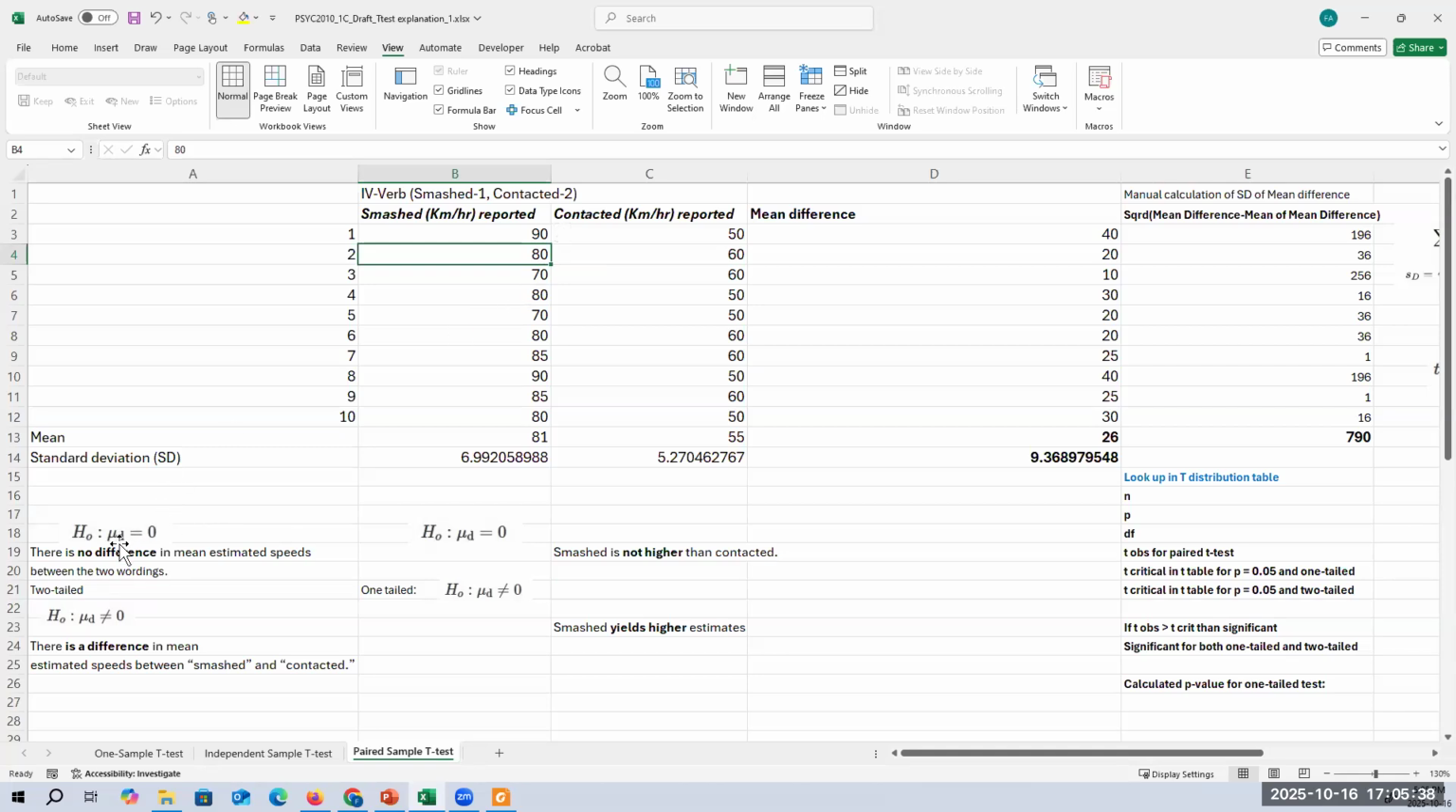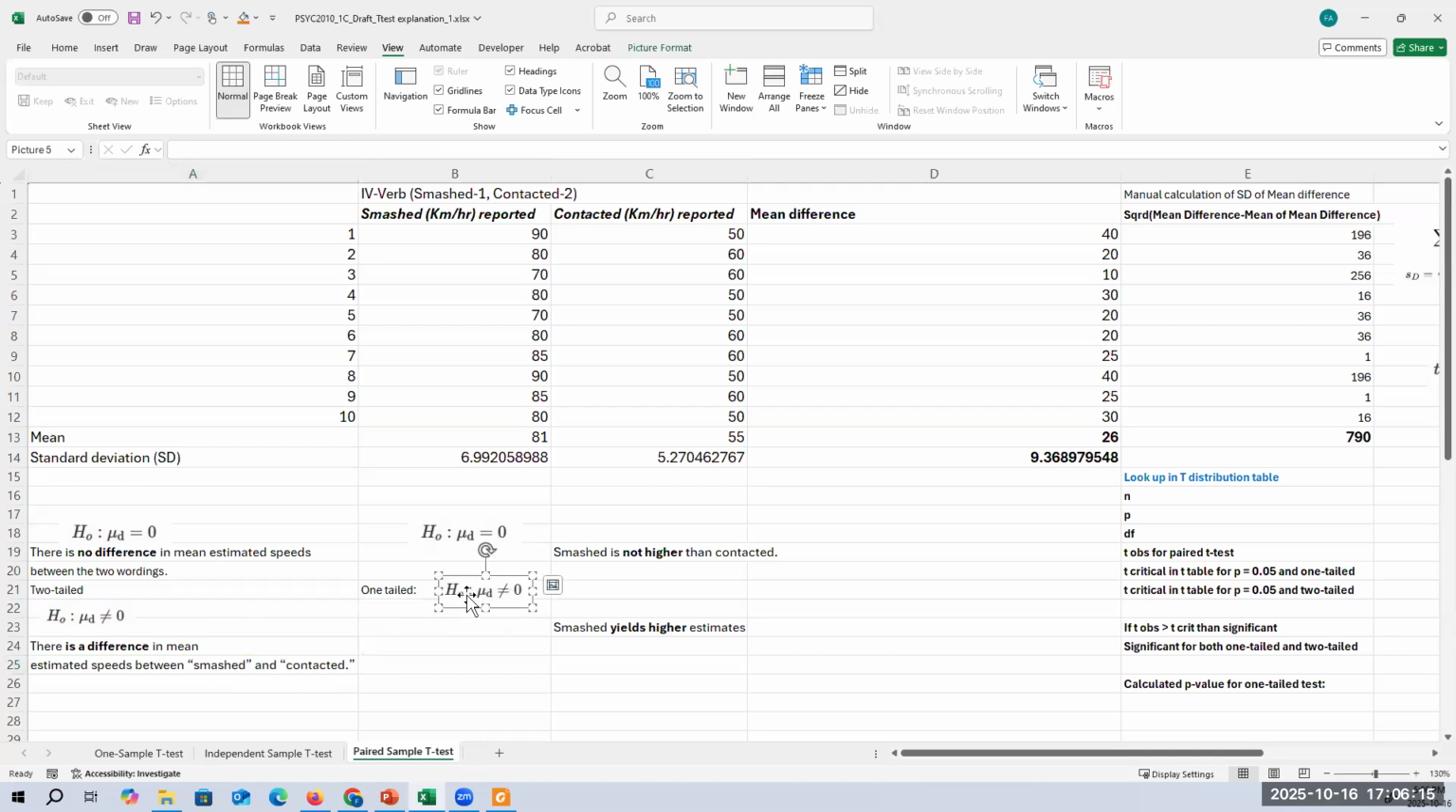And so this hypothesis is that there's no difference in mean estimate between the two wordings. That would be the first hypothesis. Or you could have the mean difference less than or equal to 0, meaning smashed is not higher than contacted. So that would be a directional null hypothesis. Then there is the alternative: a difference, so here it's not directional in mean between smashed and contacted. It's not indicated if the mean estimate would be higher for smashed or higher for contacted, right?